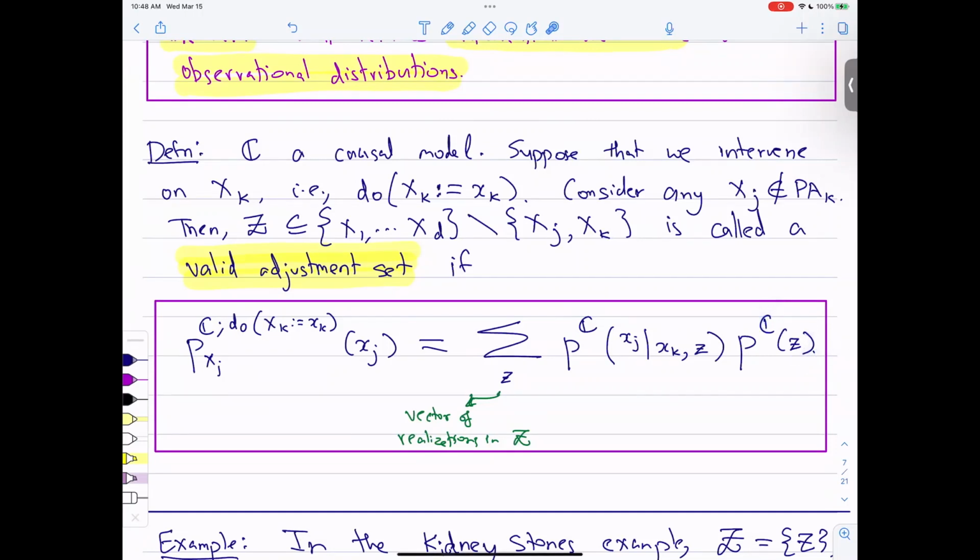So if you can find a collection of variables Z that satisfies this equation, then Z is called a valid adjustment set.